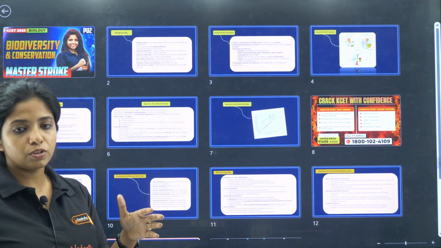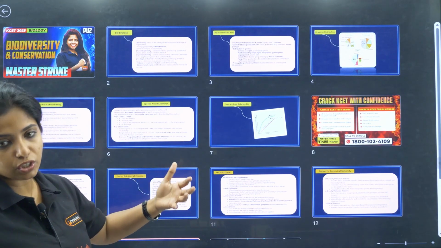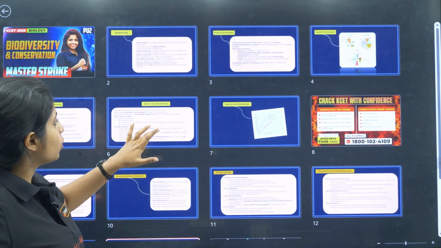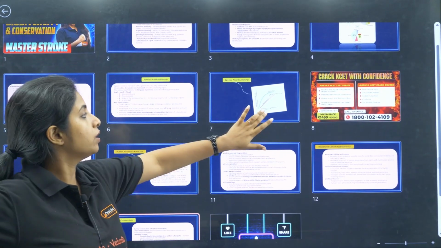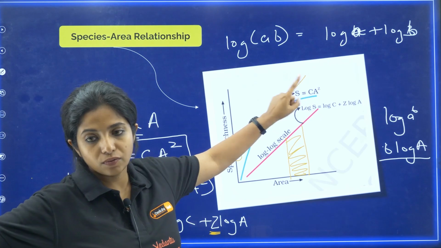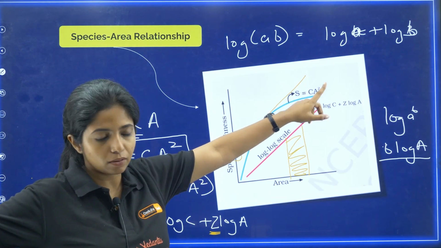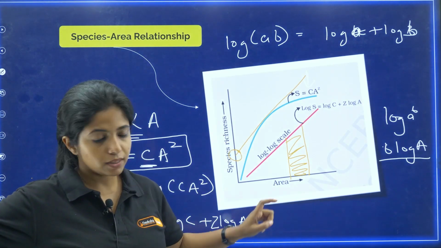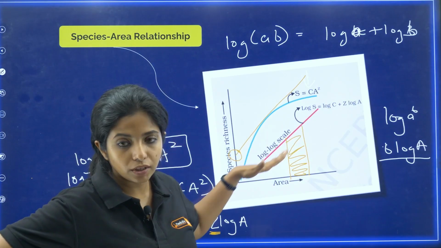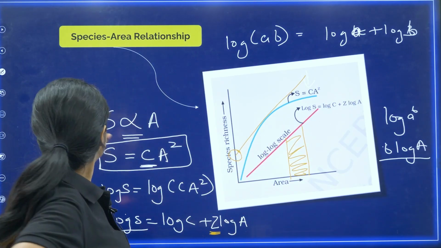Basically, there is less disturbance also, which is why they have enough time for speciation, new species formation. Then we spoke about the species area relationship, where you got a graph like this. Usually the graph is like this, where S = C A^Z. This is area, this is species richness. If in log you get something like this.